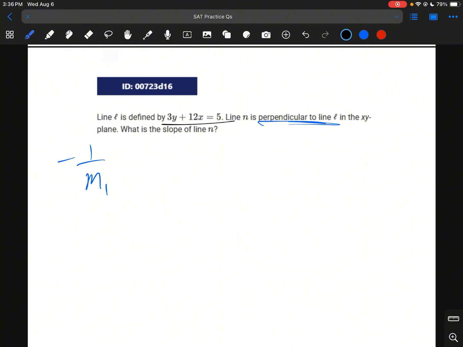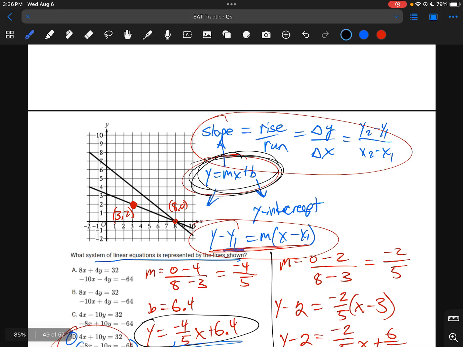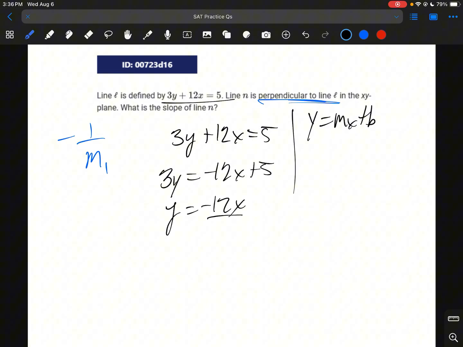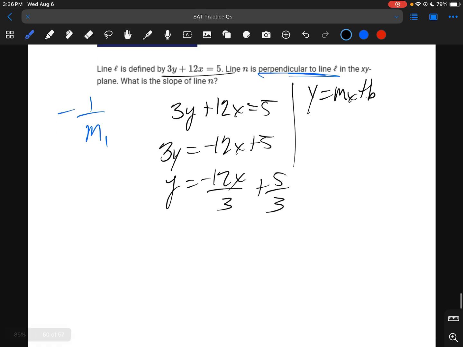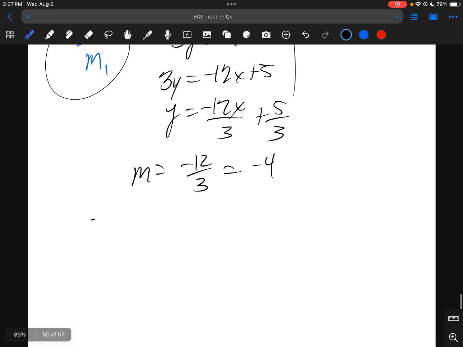So we're given this line, 3y plus 12x is equal to 5. How do you find the slope from this equation? Well, we told you up here. All lines can match this equation, y equals mx plus b. So we just need to put it in the form y equals mx plus b to find our slope. It's just simple algebra. 3y is equal to negative 12x plus 5. y is equal to negative 12x over 3 plus 5 over 3. So our slope, m, is equal to negative 12 over 3, which is the same as negative 4. The slope of a perpendicular line is the negative reciprocal. So it will be negative 1 over negative 4. And so the answer is 1/4.